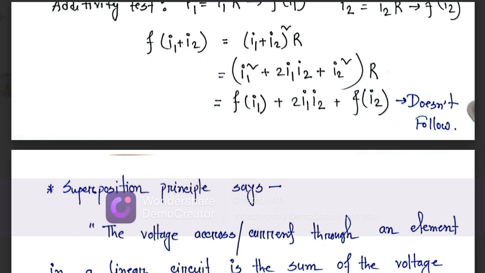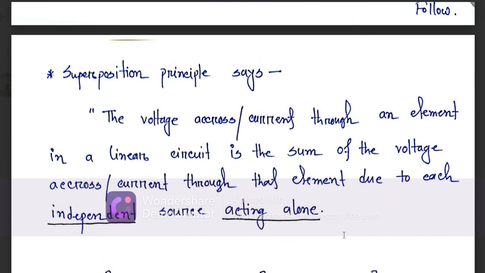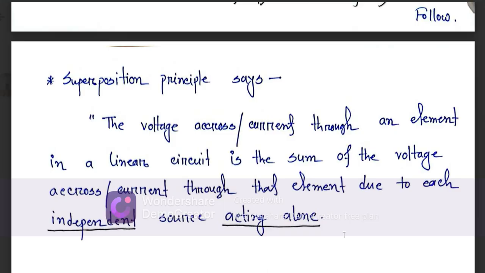Now, the superposition principle only works for linear elements. We can only find the linear quantities by using this formula. That means we can find the voltage across or the current through a resistor or a branch in a circuit by using this formula.